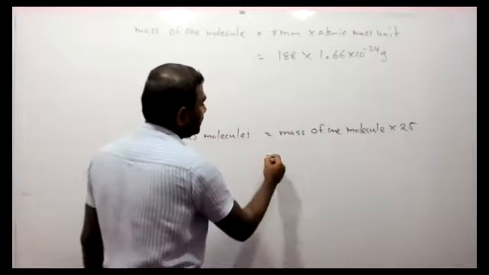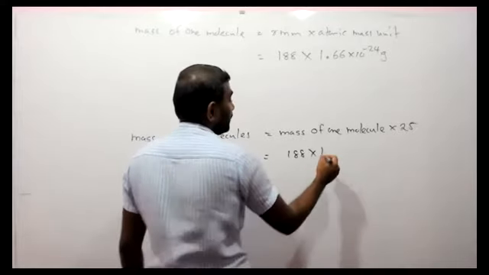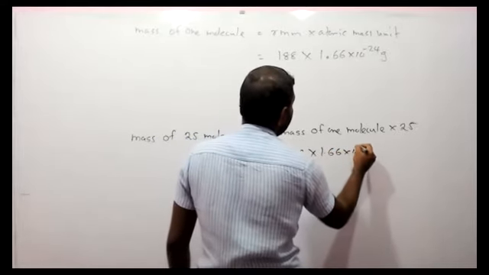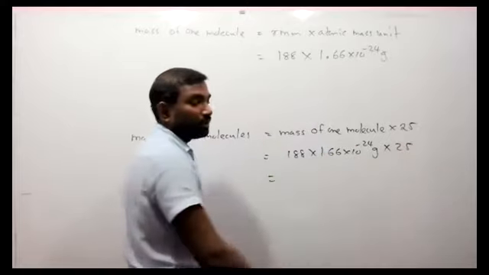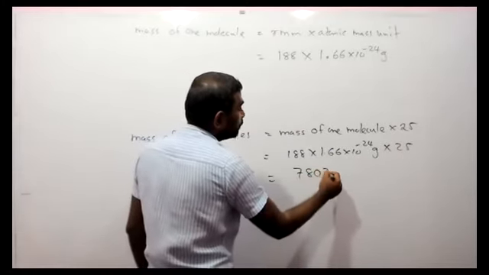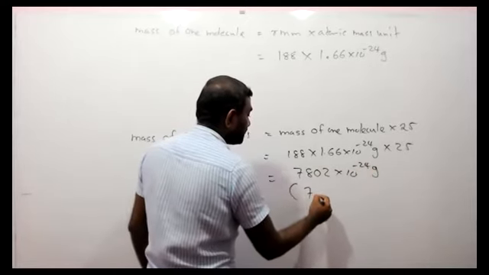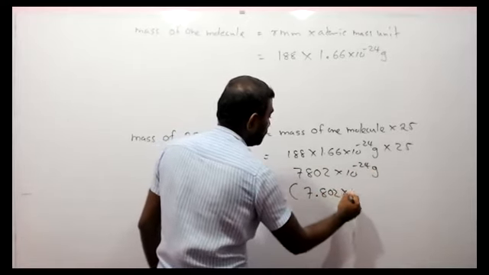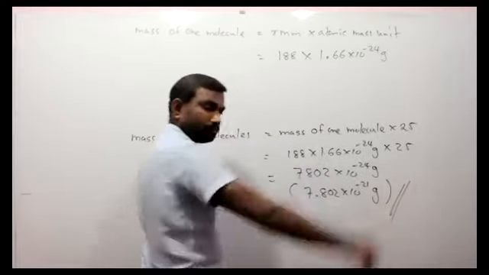So you put that answer in here. 1.88 into 10 to the power 188 multiplied by 1.66 into 10 to the power minus 24 grams multiplied by 20. This you have to simplify, okay? Because they're asking for the answer. 7.802 into 10 to the power minus 24 grams. Or you can say 7.802 into 10 to the power minus 21 grams.